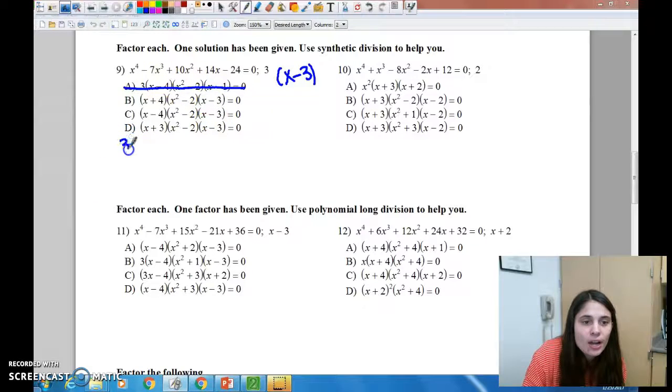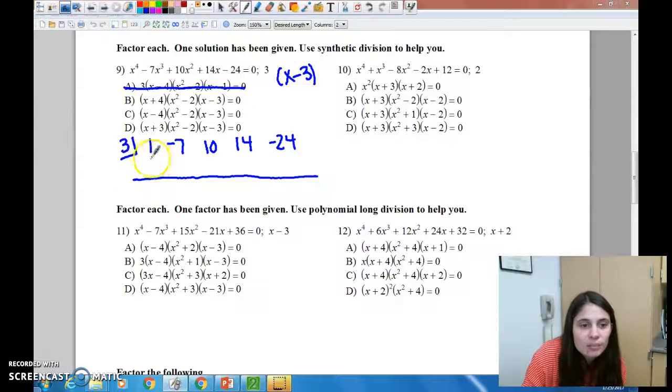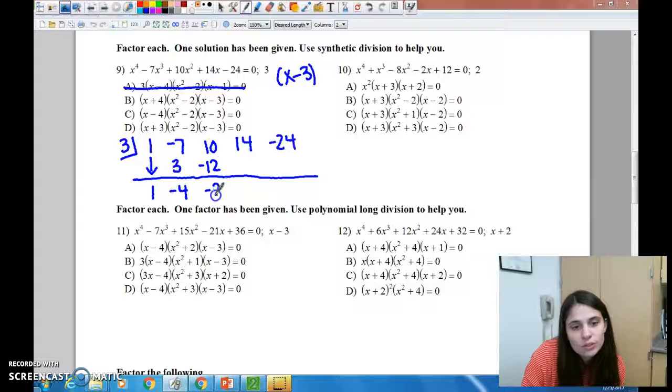synthetic division. So I have 3 as my factor, and then I'm listing the coefficients in front of each of my x terms. So I have 1, -7, 10, 14, and -24. And then I start at the very beginning by bringing down the 1. 1 times 3 is 3, and then I add down. So -7 plus 3 is a -4. -4 times 3 is a -12. 10 plus a -12 is a -2. -2 times 3 is a -6. 14 plus a -6 is 8. 8 times 3 is 24. -24 plus 24 is 0.